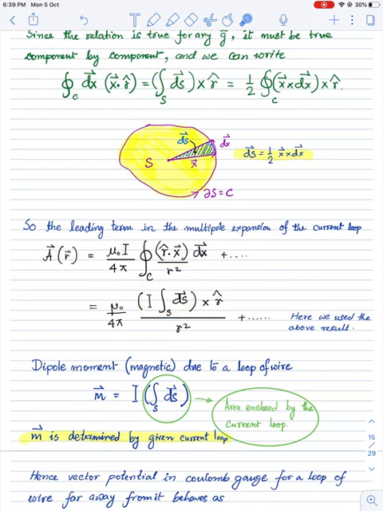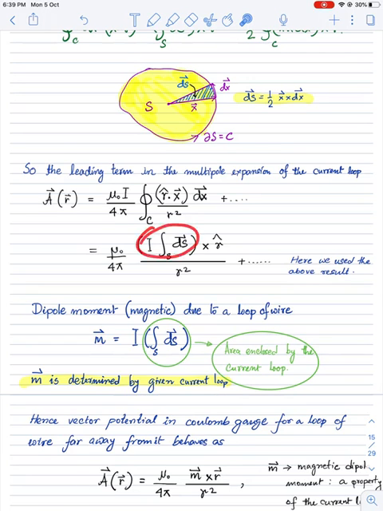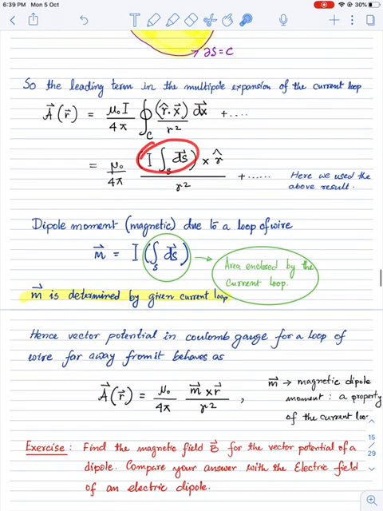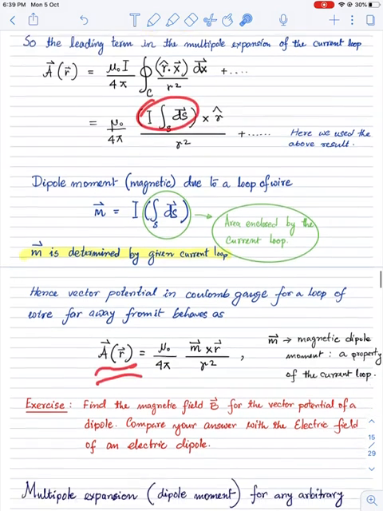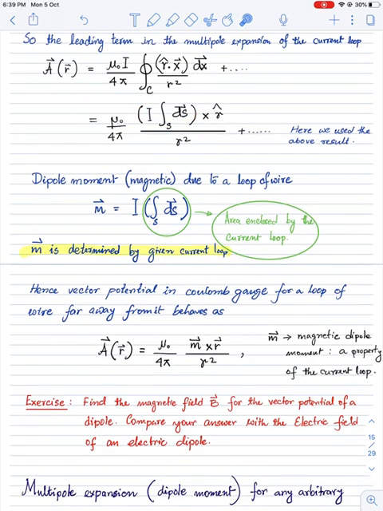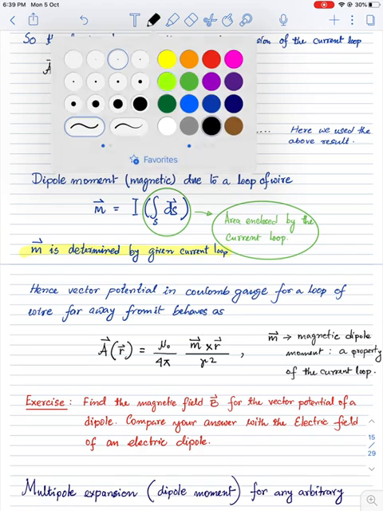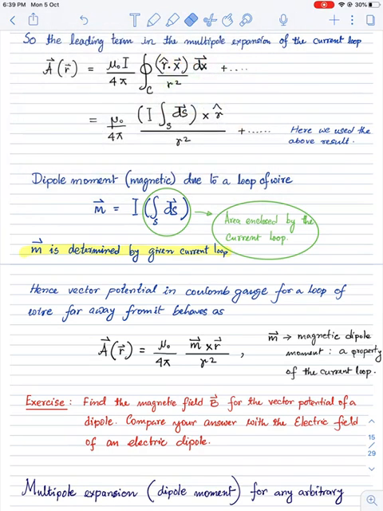This you may have seen before. So this is the current magnetic dipole moment of the current carrying loop. So in general, if we denote this by m, then we can write the vector potential as mu naught times m cross r divided by r cube.